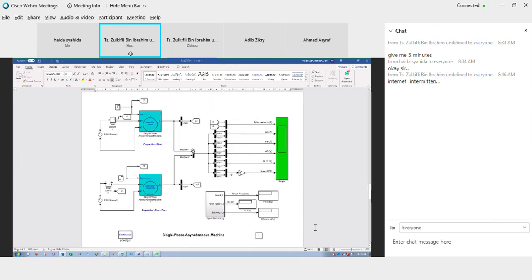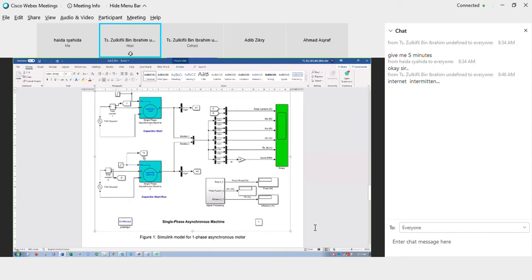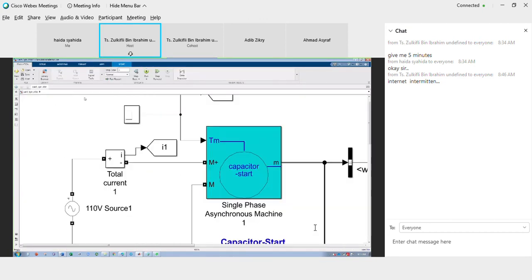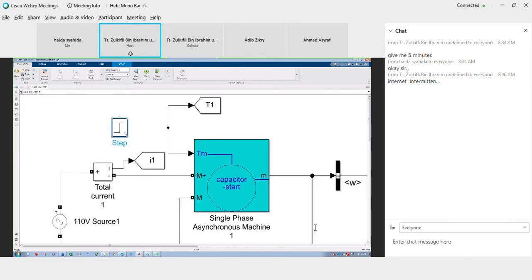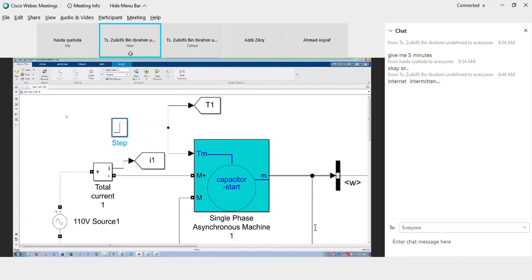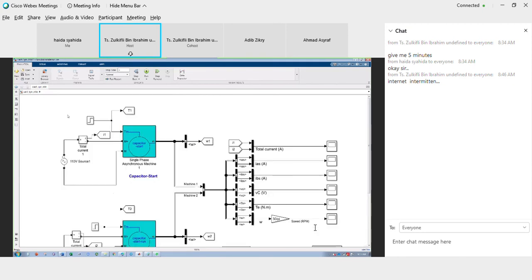It's a very simple lab for you to understand the capacitor start motor. This is the very simple one. You can change it if you like to. You can put a value of T equal to what. Maybe we want to put 2 steps. I can put the final value at 2 per unit, which means 2 times the rated value of torque. So let's see what will happen.